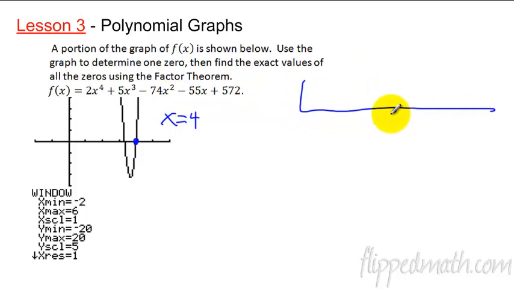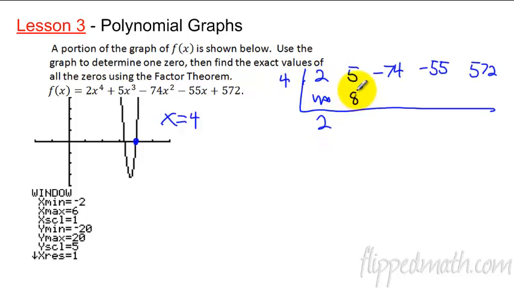Let's write this thing out. 2, 5, what else? Negative 74, negative 55, and 572. That's really, really sloppy. And I'll put a 4 on the outside here. Let's clean that up. All right, synthetic. Here we go. 2 comes down. 4 times 2 is 8. 13. 4 times 13 is, oh man, 52. Negative 74 plus 52. Negative 22. 4 times negative 22 is negative 88.